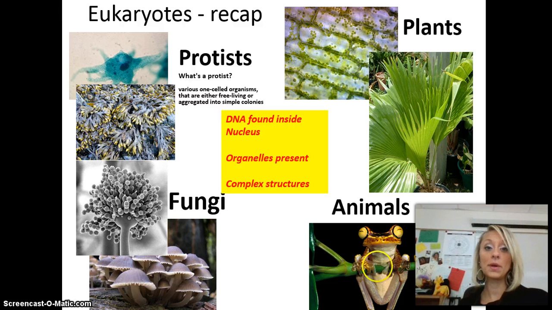Eukaryotic cell recap: protists, plants, animals, and fungi are all organisms that have eukaryotic cells. Now remember, there is DNA, but that DNA is found enclosed in a nucleus, and a nucleus is an organelle. And also that eukaryotic cells are considered to be complex because they have organelles.